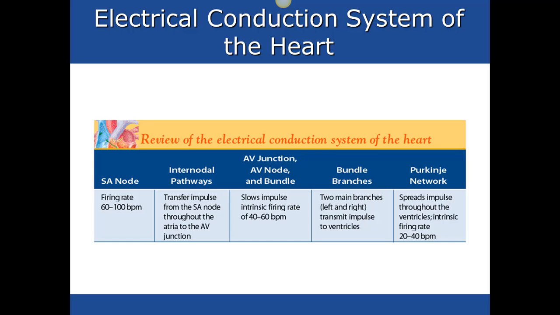Within this, we see that the SA node fires at between 60 to 100 beats per minute. Within the internodal pathways it transfers through. When we get an AV junction originated rhythm, it will begin to slow down at 40 to 60. And this continues to break down until it gets into the Purkinje network, which is part of the ventricles, and it only fires at 20 to 40 beats per minute.